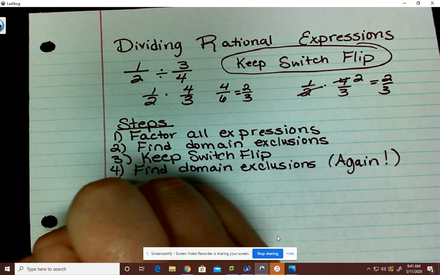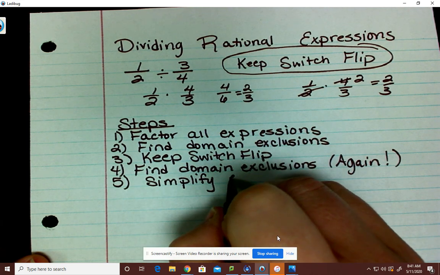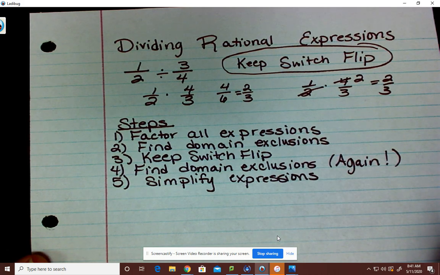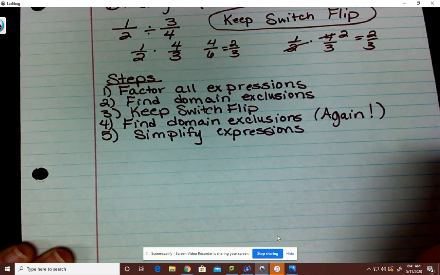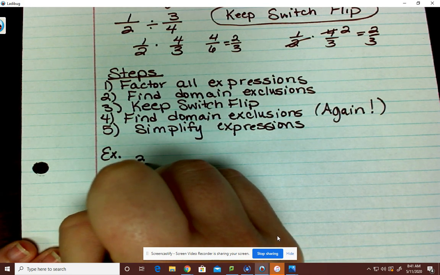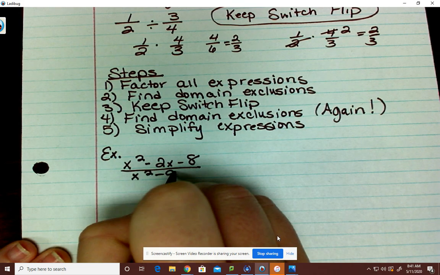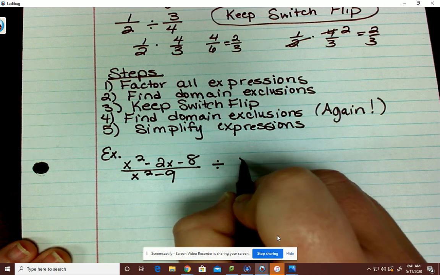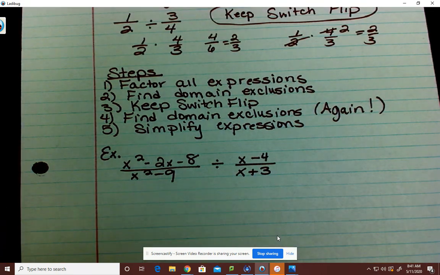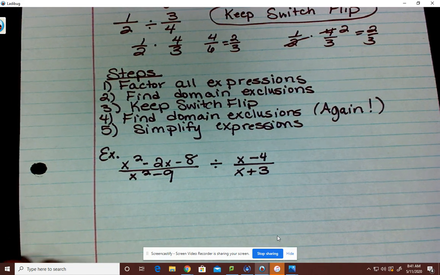Then we'll do our simplifying. All right, so let's look at some examples on what this means. All right, so first thing we're going to do is we're going to factor all our expressions.